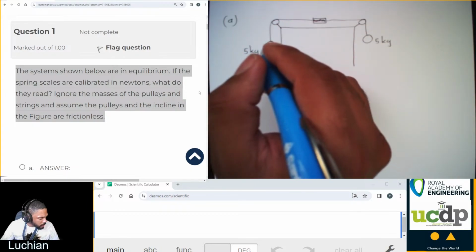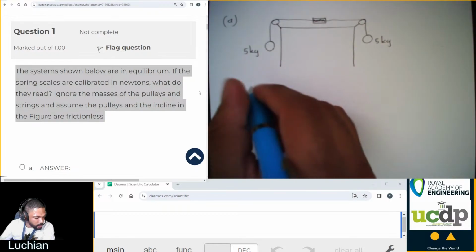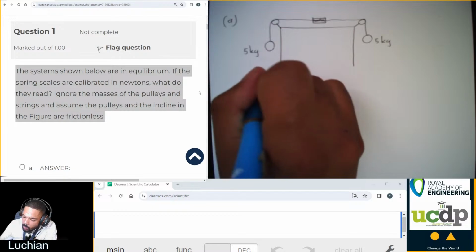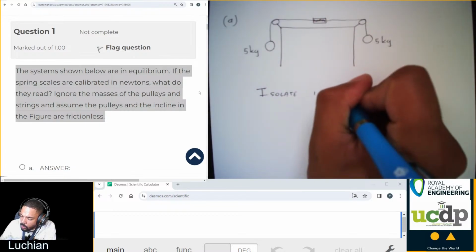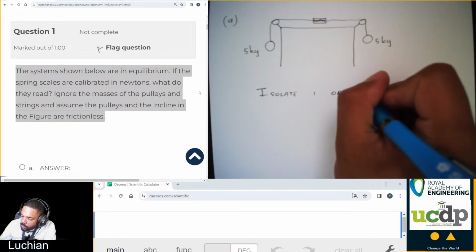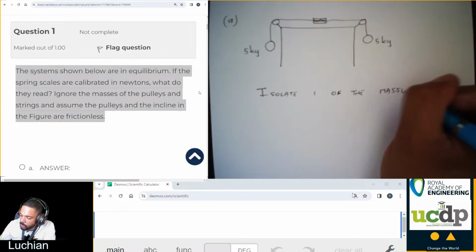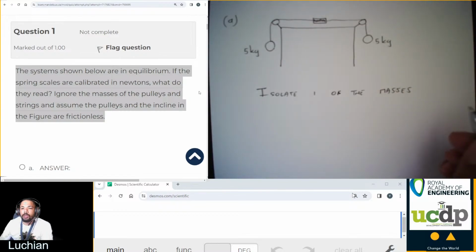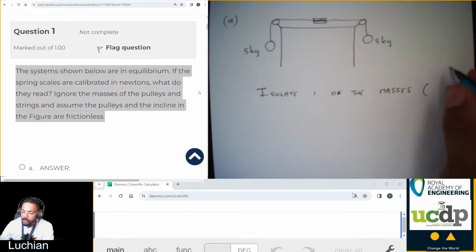So first of all, in question A, we need to isolate one of these masses. Let's pick the one on the right. So first of all, isolate one of the masses. Oh, my handwriting is terrible, but just listen to what I say. So we need to isolate one of the masses. I'm going to pick the one on the right hand side.